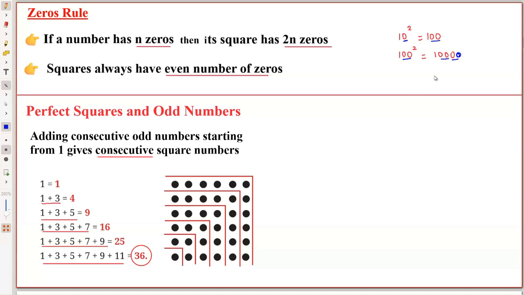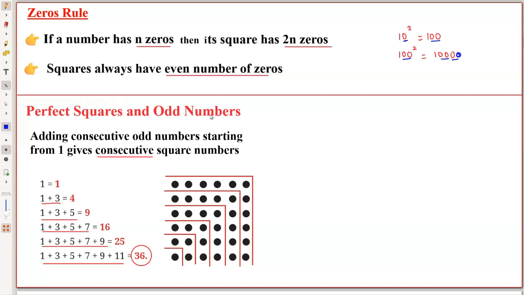With 3 zeros, 3 twos are 6, so while taking the square it will become 6 zeros. The next one is that squares always have an even number of zeros. Okay, square numbers always have an even number of zeros: either 2 zeros, 4 zeros, 6 zeros, 8 zeros, or 10 zeros. It will always have an even number of zeros.